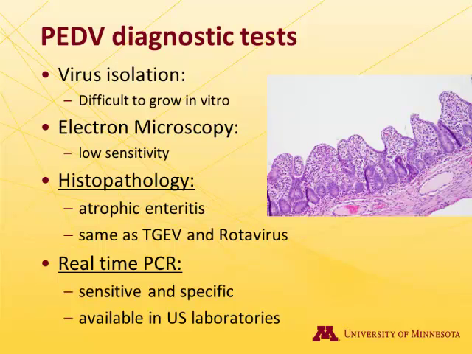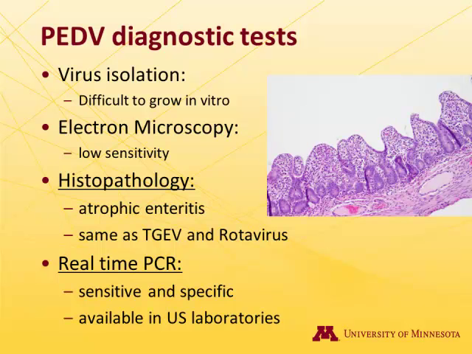These are the villi of the jejunum. And you can see how short they are. This is a case of PED. They are supposed to be long and thin, and they are very, very short. So that's what we're looking at. Unfortunately, that's the same thing that we see with TGE and rotavirus.